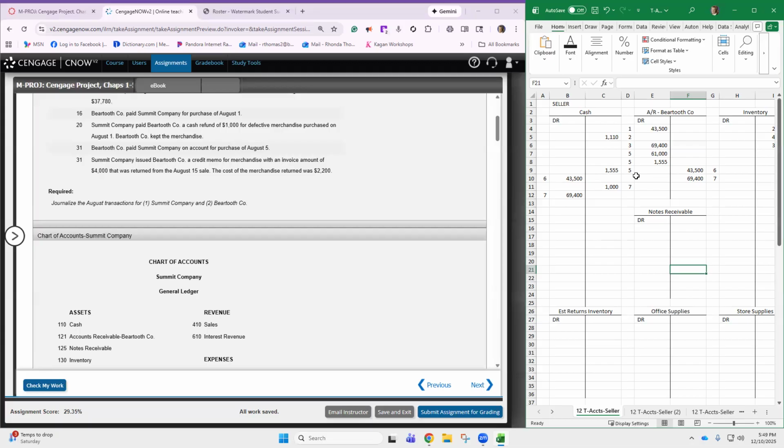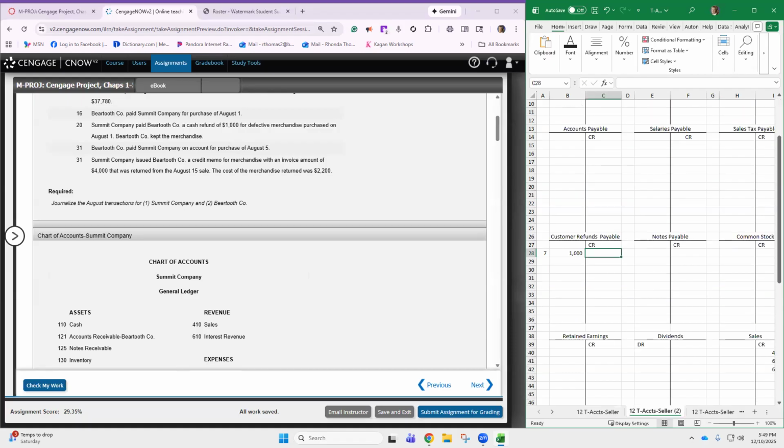Ooh, so here we go. Let's do what it says. So from Summit's point of view, down goes AR for that credit memo. That's what they're saying. Credit the customer's account. Okay, when we do, this is the 9th transaction, then we're going to put the debit in the customer refunds payable. That's going to be the debit of $4,000. So go to your customer refunds payable.